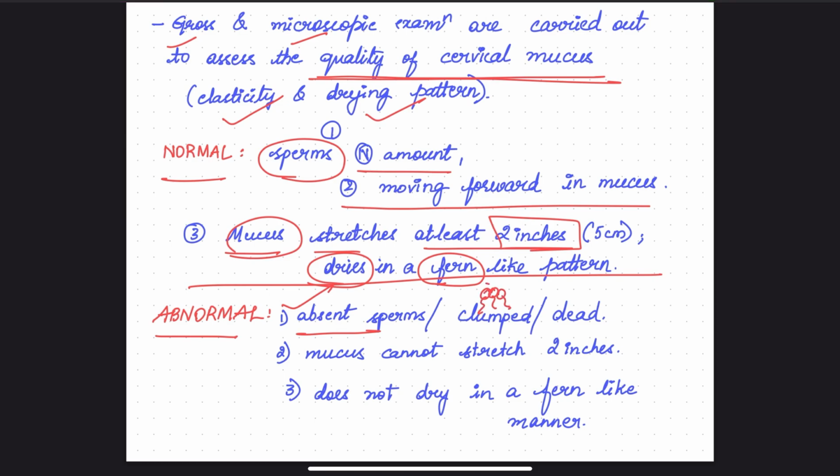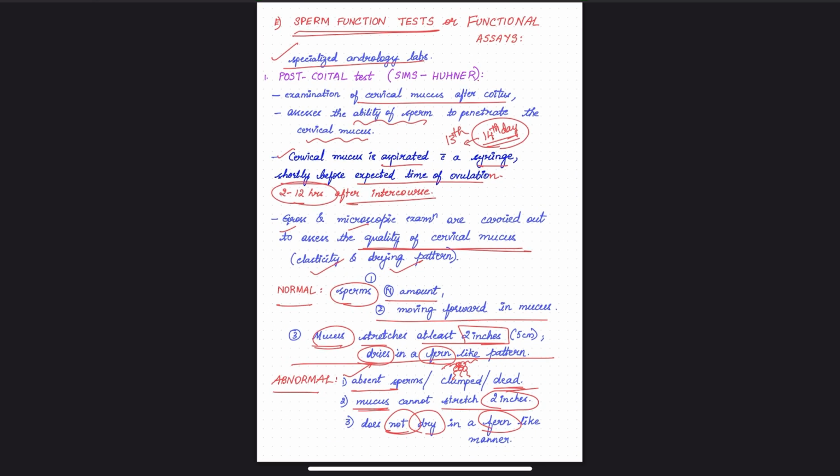All the sperms that clump together. They do not move, they clump. Or there can be dead sperms. That means it has taken the eosin dye. Dead sperms are present. Mucus stretching there, it cannot stretch beyond 2 inches. And drying pattern do not dry in a fern-like pattern. These are the abnormal parameters when you do a postcoital test.